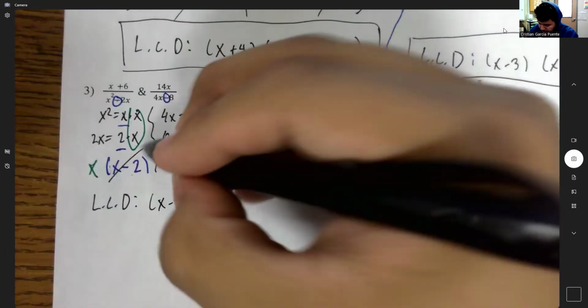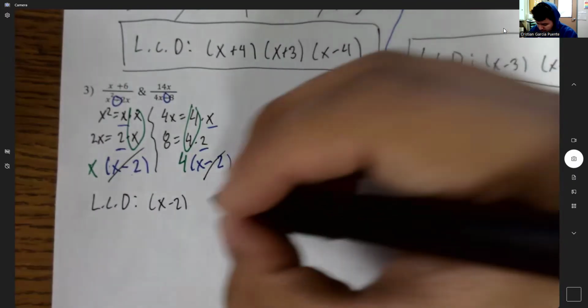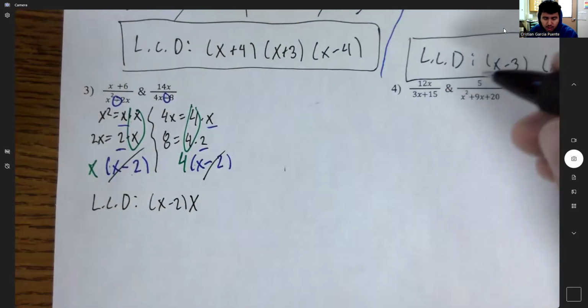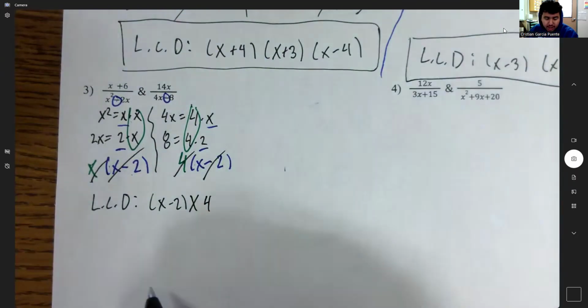And you'll cancel that, or just check it off. Now, what do we not use on the left? An x. What do we not use on the right? A 4. So, this would be your answer.